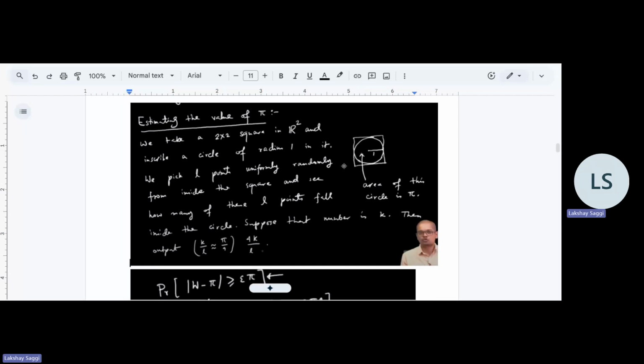And what's the area of this circle? The area of a circle is pi r squared, and r is 1. So the area of the circle is just pi, whereas the area of the square is 4. And now suppose I take a point uniformly at random in this 2 by 2 square.